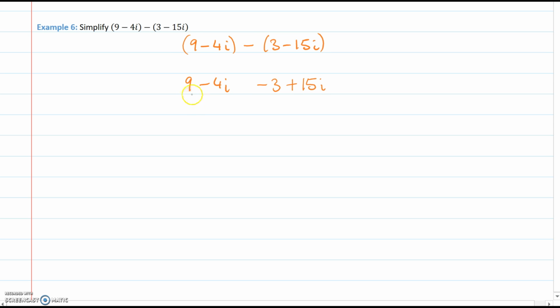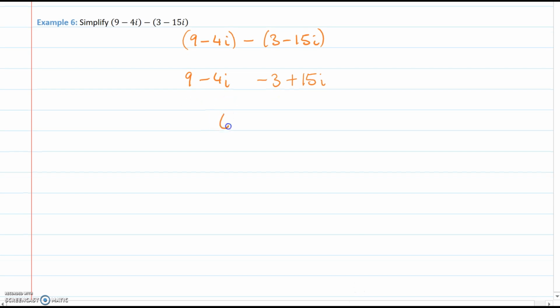And now we just add like terms, so 9 minus 3, so I add the reals. 9 minus 3 is 6, and minus 4i plus 15i is plus 11i. And that's our answer. 6 plus 11i, that's the real part, that's the imaginary part. They're different, so you can't add them. You're done. 6 plus 11i.